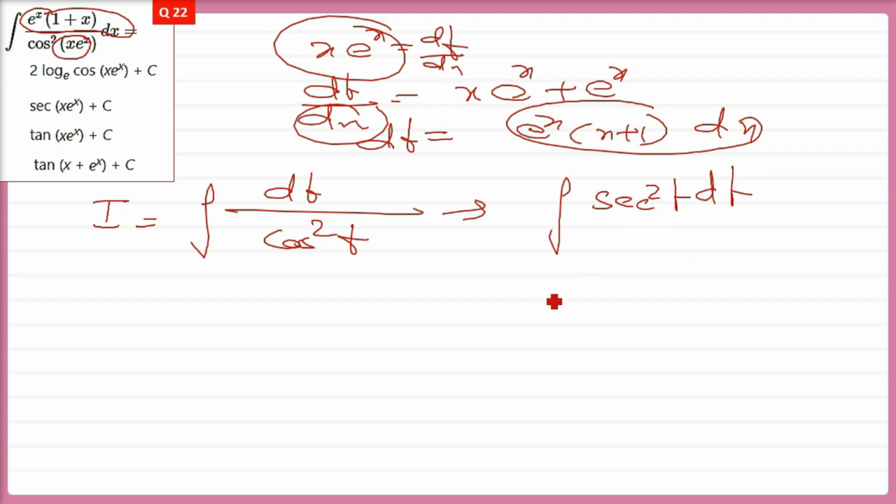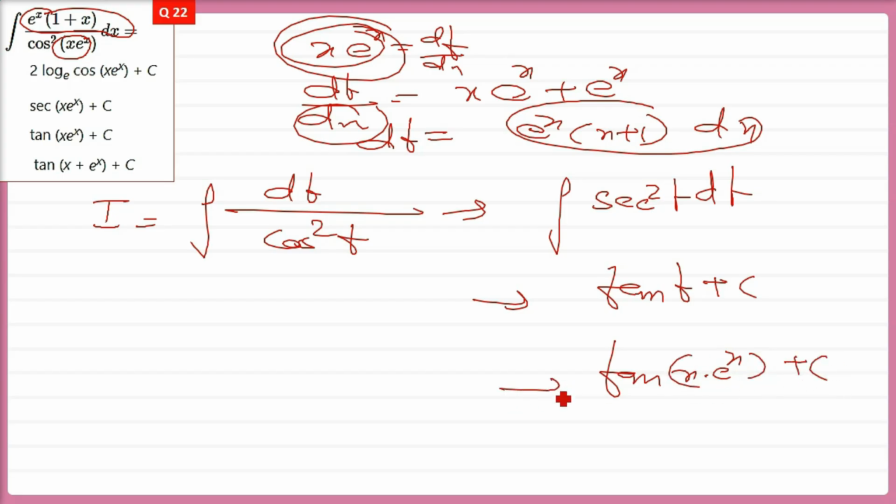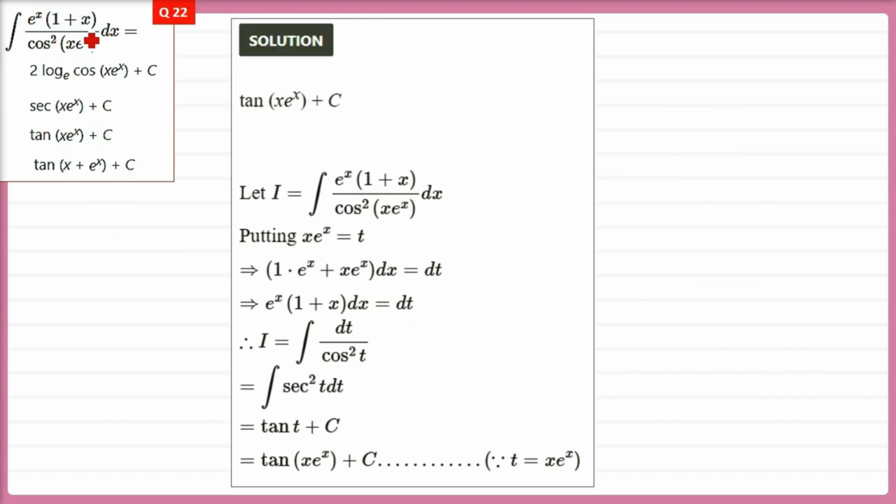Now sec square t, direct integration is tan t, which should be inside the modulus. But t was taken as x e raised x, so write tan of x e raised x plus constant of integration. That is your final result. You can match it with option C. So this is the process you are going to adopt, and this is quite about awareness. If you are aware of differentiation, you can do it easily.